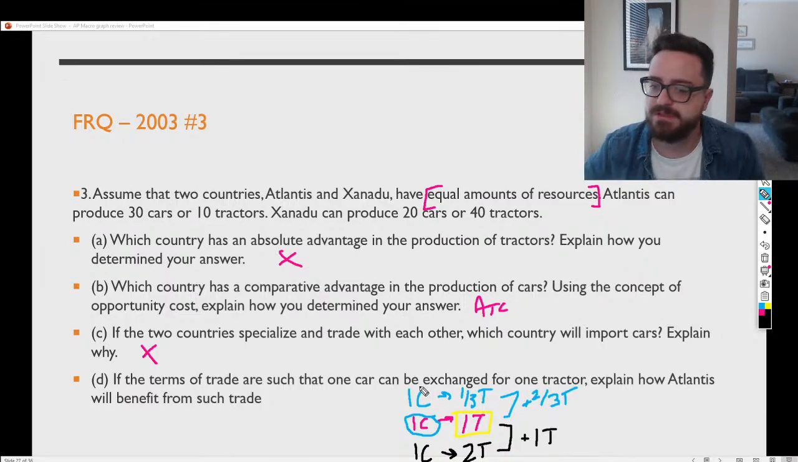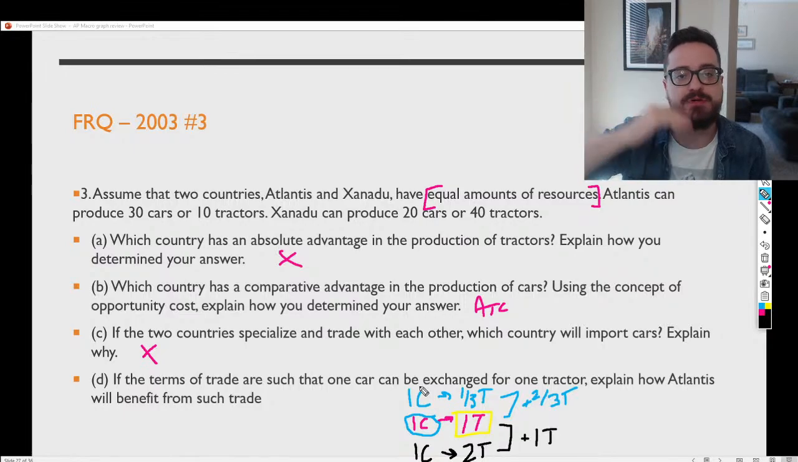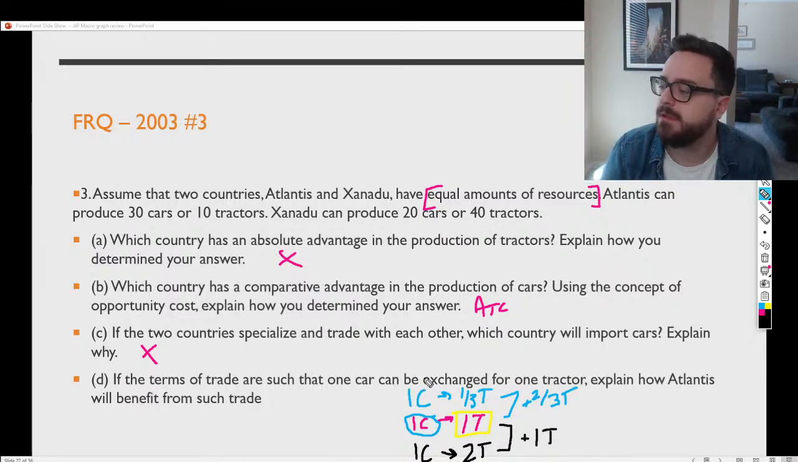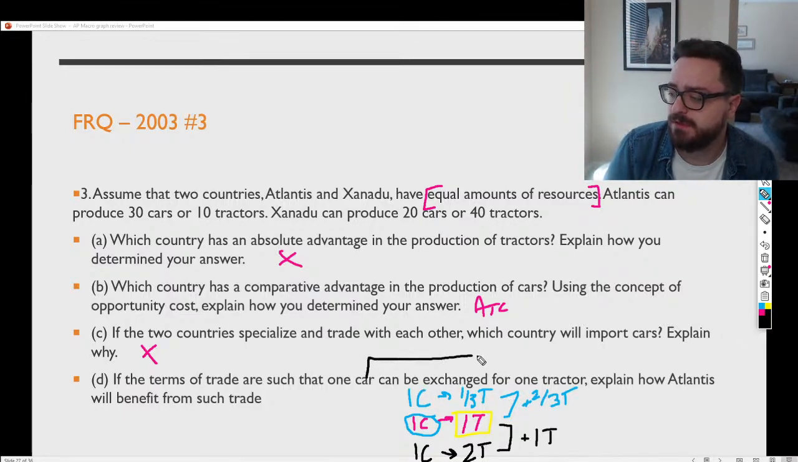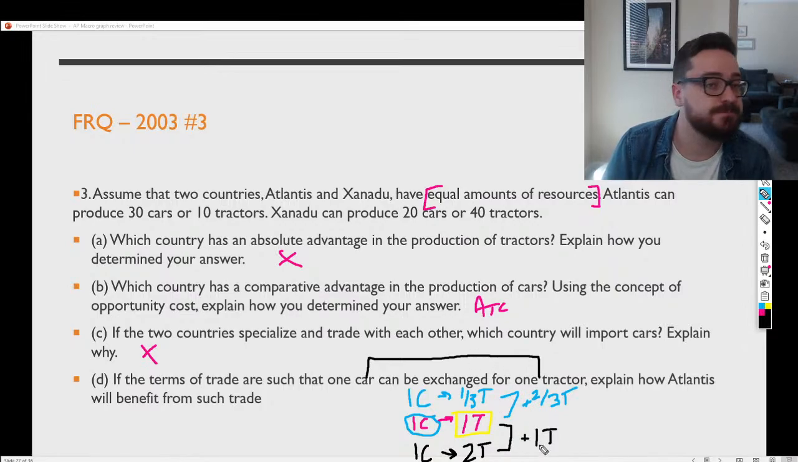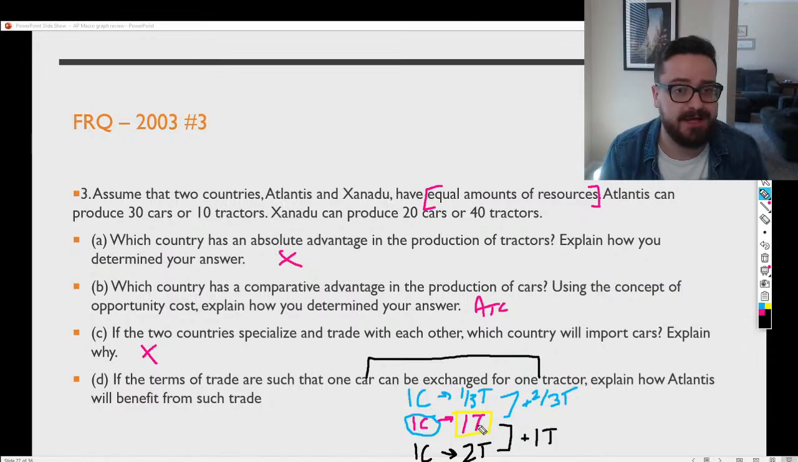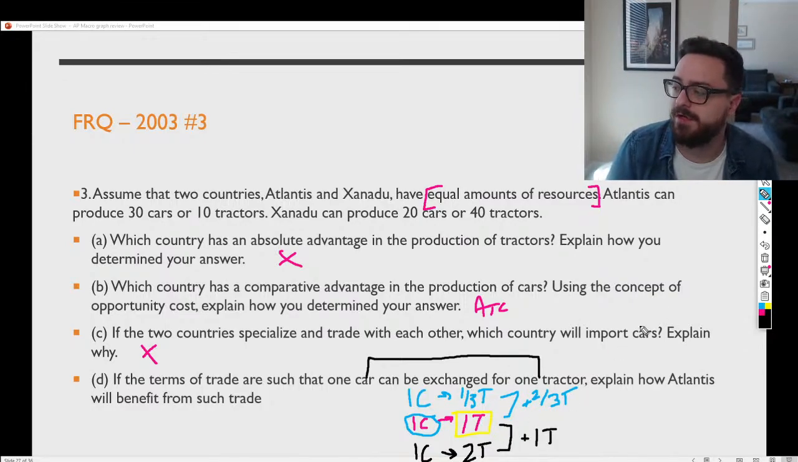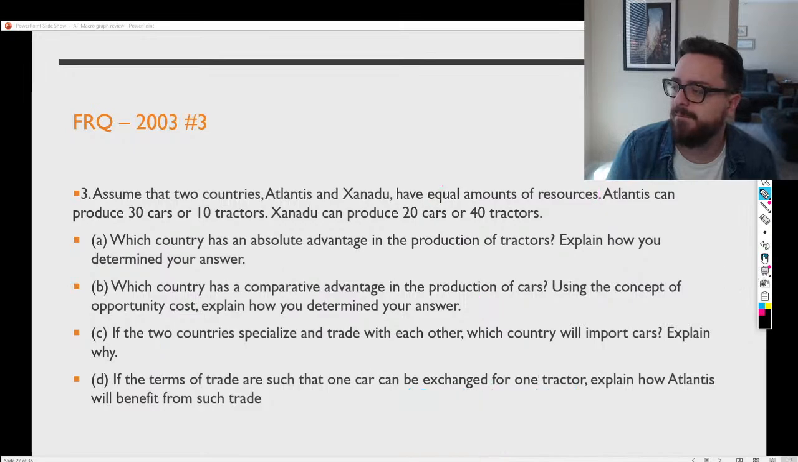Okay. So for terms of trade, you're trying to find the one between their opportunity costs. That's about it. It gave you the terms of trade here, which is great. It could have asked you to find a terms of trade that's mutually beneficial. I could have picked any number in between 1/3 and 2. 1 is fine. 1.5 would have been fine. 0.75 would have been fine. It wouldn't have mattered. As long as it was between 1/3 and 2, it would have worked just fine.